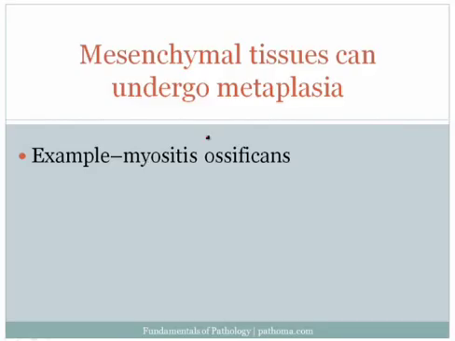In addition, the next principle concerning metaplasia is that mesenchymal tissues can also undergo metaplasia. All right, take a step back. So what are mesenchymal tissues? Well, the mesenchymal tissues include things like bone, blood vessel, fat, cartilage. These are all mesenchymal, also known as connective tissues. Now, the mesenchymal tissue can also undergo metaplasia, and the classic example is myositis ossificans.